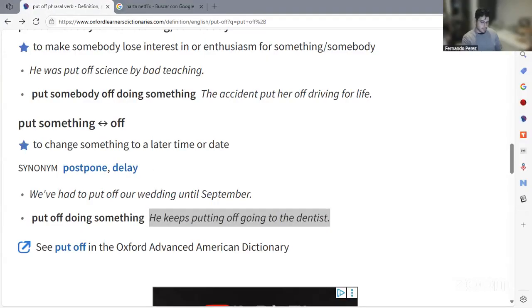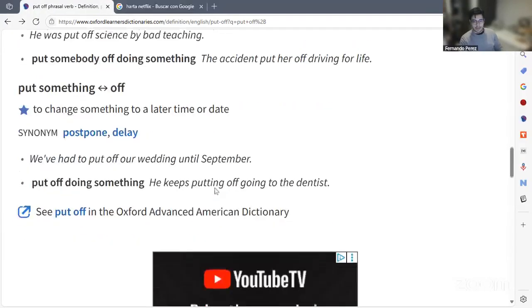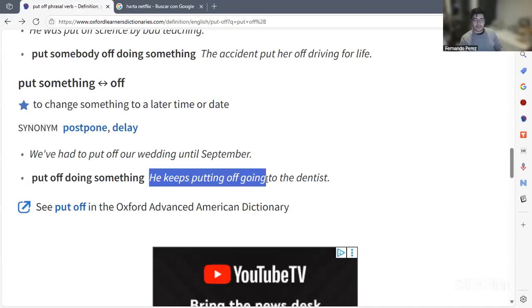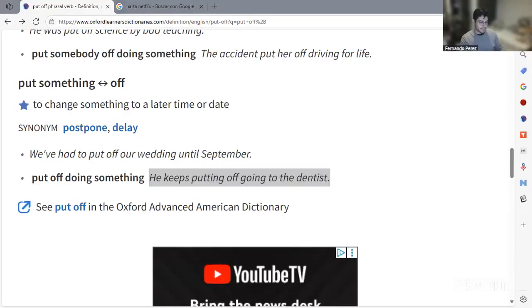For example, he keeps putting off going to the dentist. Tomorrow and tomorrow and tomorrow. You see? Put off. Yes or no?